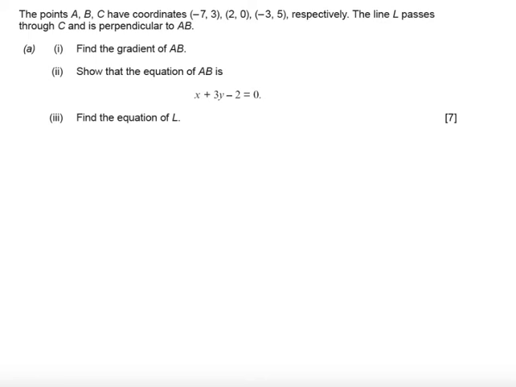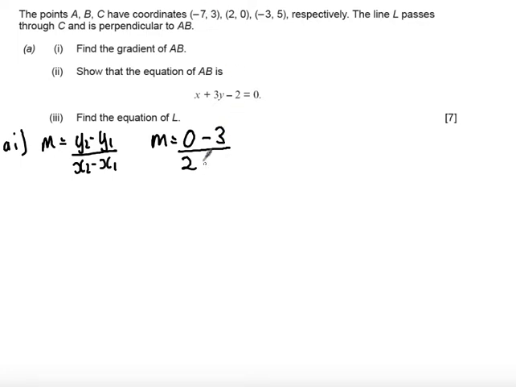Okay, so let's have a look and see what questions we're actually looking to solve. First of all, we're told to find the gradient of AB. So part 1, let's find the gradient of AB. M is going to be y2 minus y1 over x2 minus x1. Let's take B as the second coordinate, as on my diagram it was the coordinate on the right hand side, and if there's a negative to be avoided I can do. So the y coordinate is 0, the x coordinate is 2. Then I'm going to subtract the A, so I get 0 minus 3 over 2 minus negative 7.